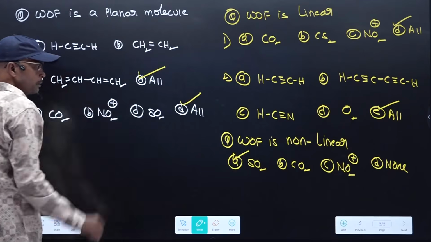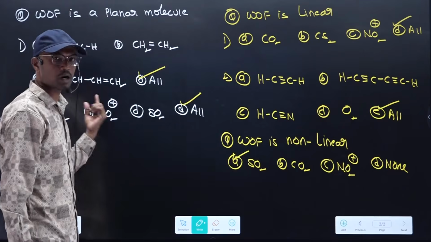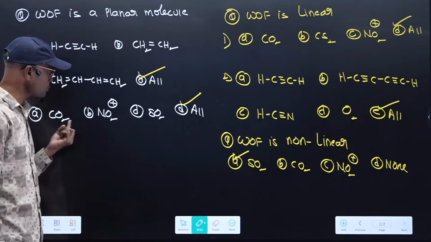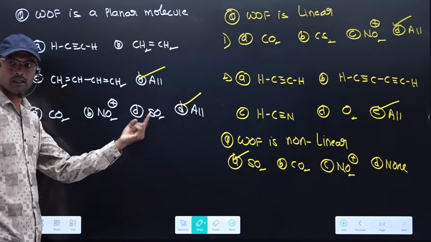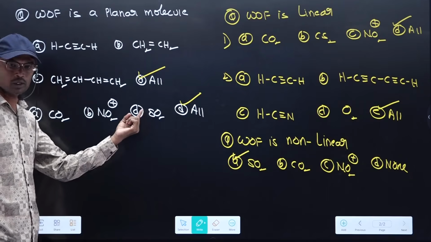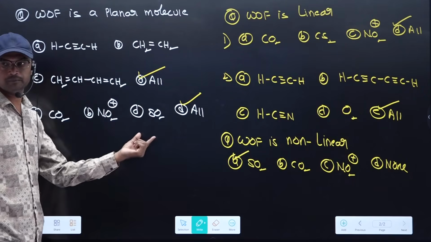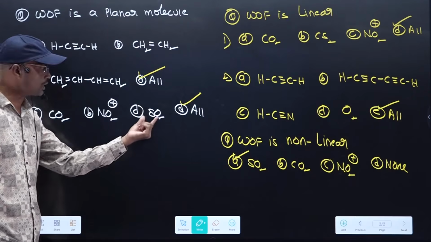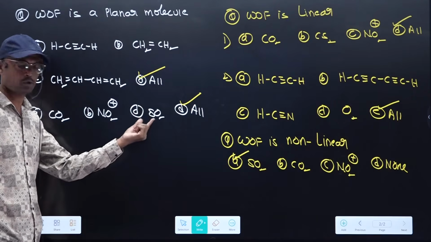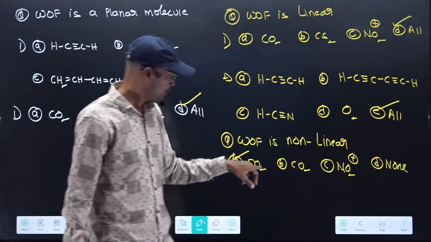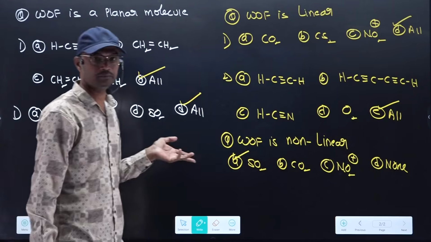Even though it is a bent shape, it is a planar because all linear molecules are planar. So it is also planar, it is a V-shaped molecule. But still, if you leave this molecule, it is going to touch each and every atom on a surface of a plane. So I can say sulfur dioxide, it is a bent shaped molecule, V-shaped molecule, but still it is a planar. It is not linear. It is non-linear, but it is a planar.